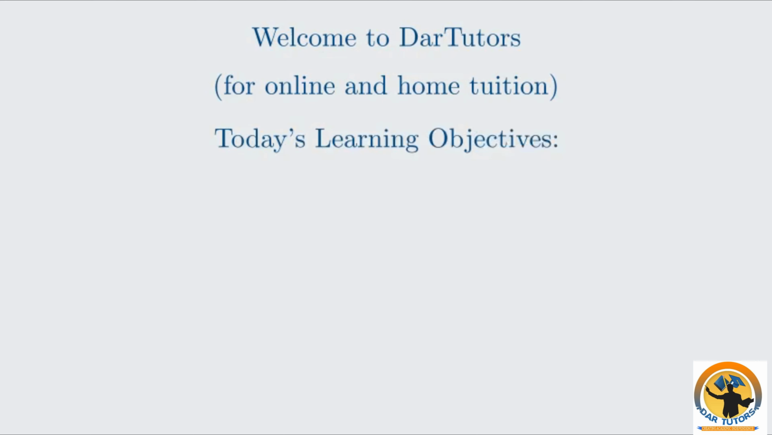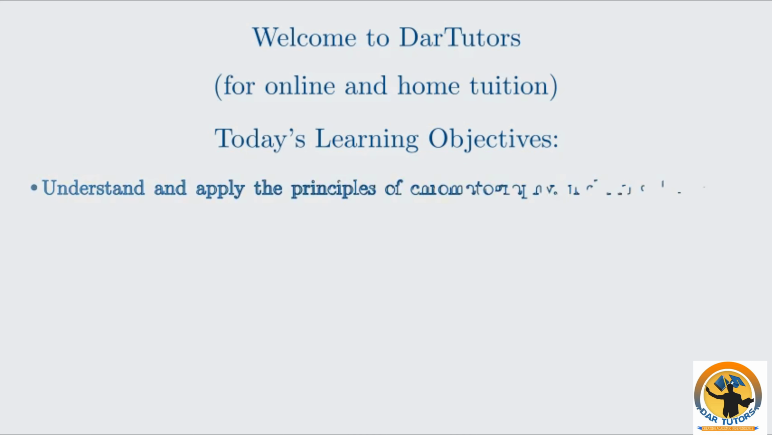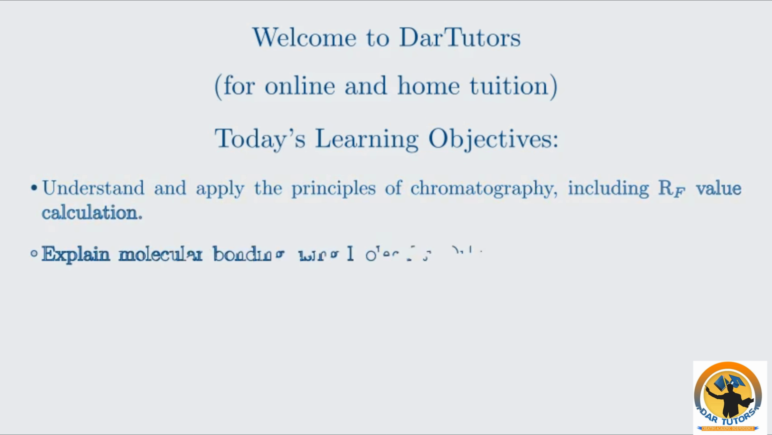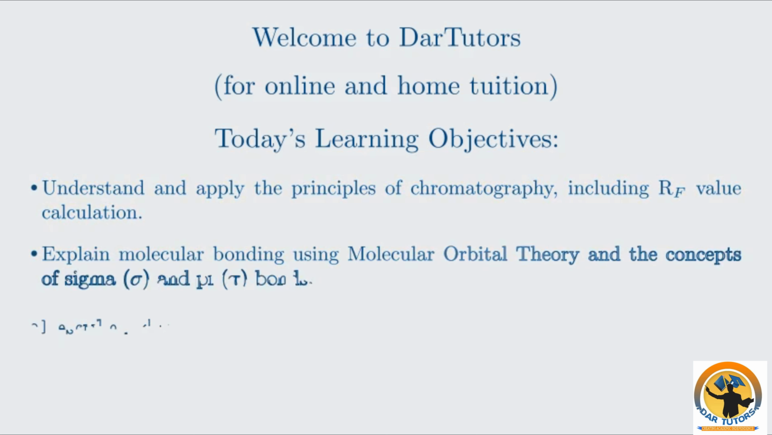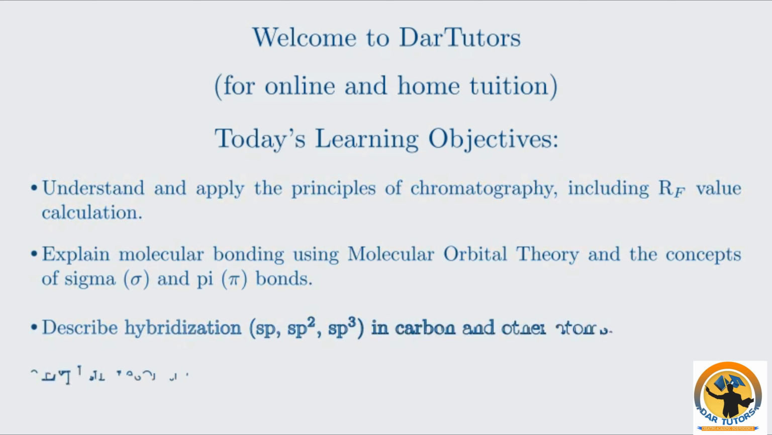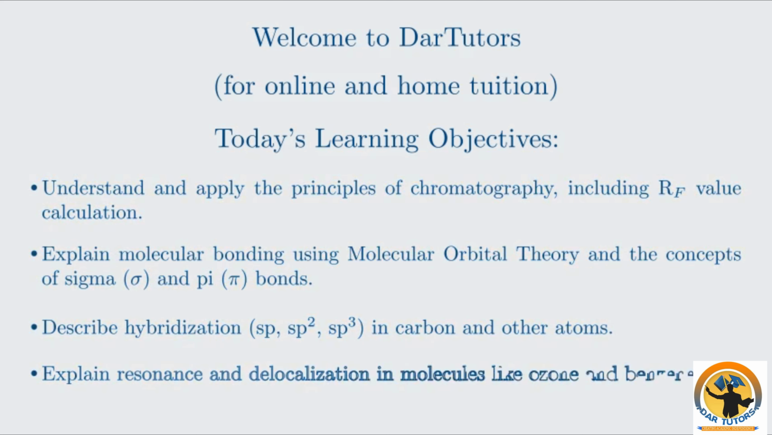We will cover two main areas. First, the principles of chromatography and the calculation of RF values. And second, advanced bonding theories, including sigma and pi bonds, hybridization, and resonance.